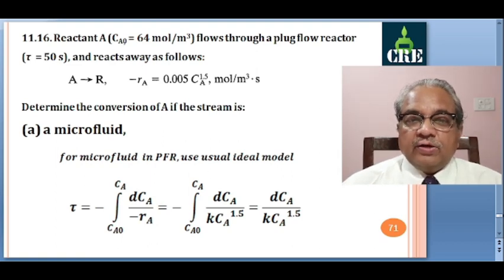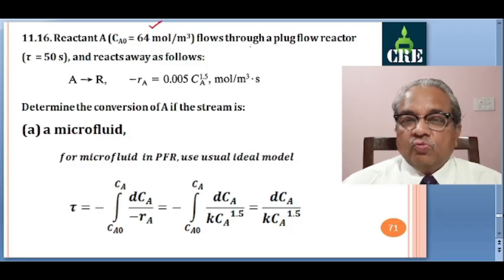Problem 11.60. Reactant A with Ca0 equal to 64 moles per meter cube flows through a plug flow reactor. Tau is 50 seconds. It reacts as follows: A gives R, with minus Ra equal to 0.005 Ca raised to 1.5, and rate is in moles per meter cube per second. So time is in seconds.